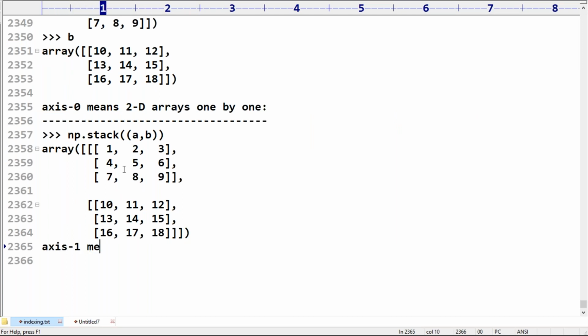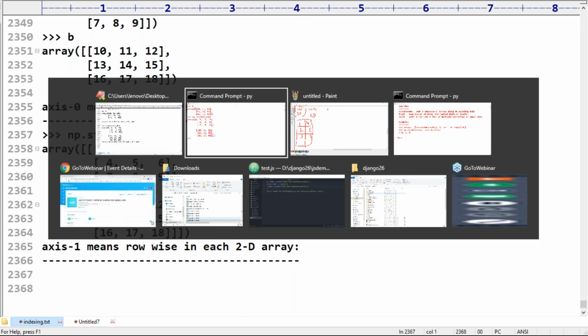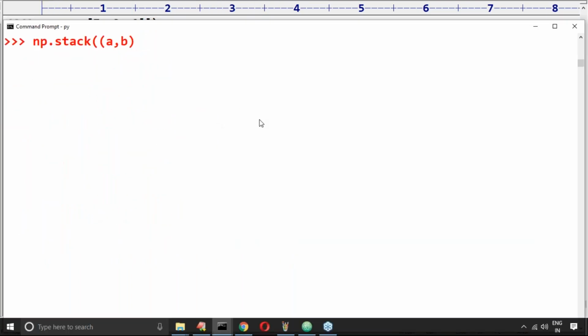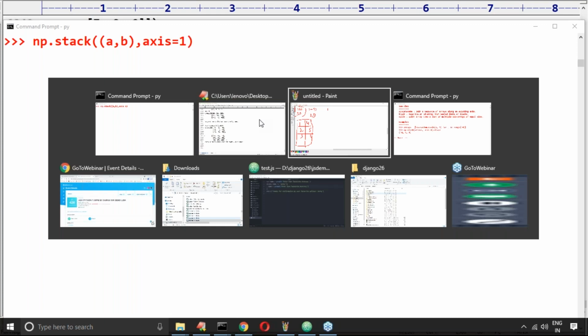Axis 1 means we have to take row wise in each 2D array. Can you please confirm if I take axis equal to 1? You have to tell what output we are going to get in this case.